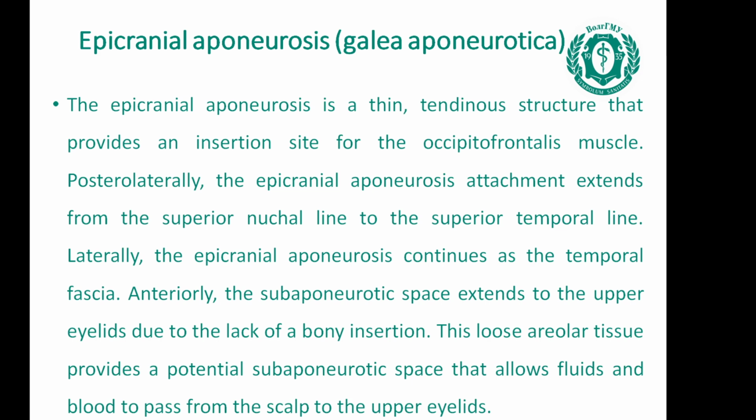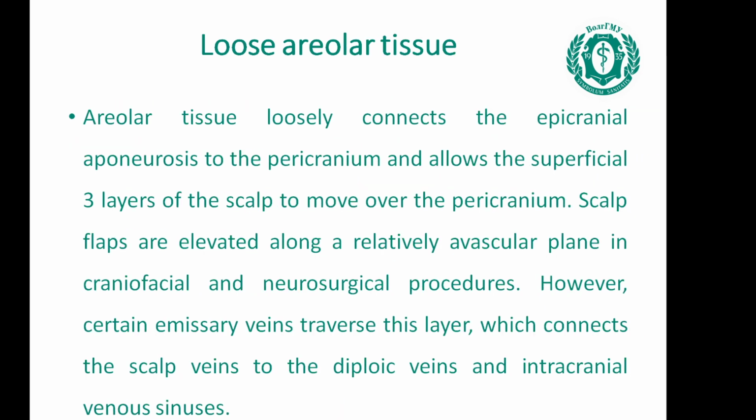This loose areolar tissue provides a potential subaponeurotic space that allows fluids and blood to pass from the scalp to the upper eyelids. Areolar tissue loosely connects the epicranial aponeurosis to the pericranium and allows the superficial 3 layers of the scalp to move over the pericranium.